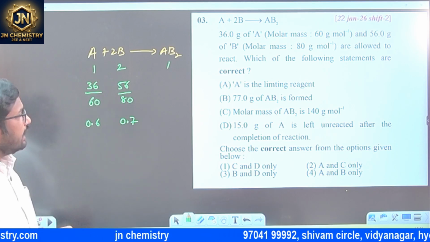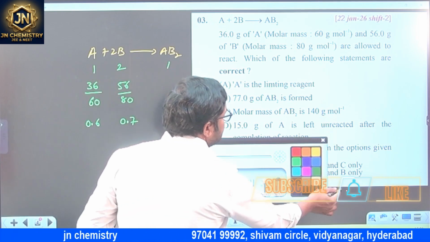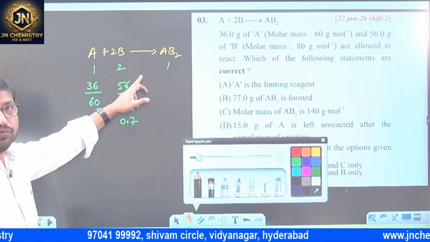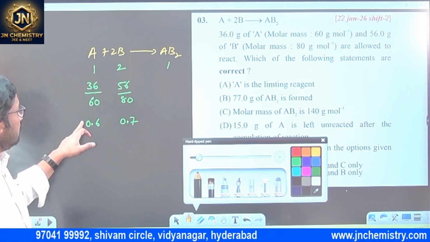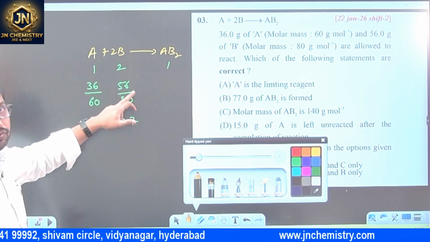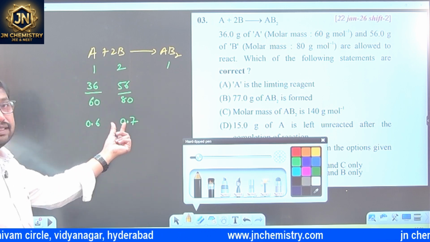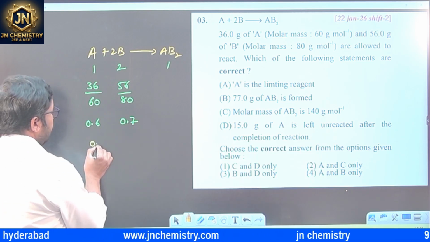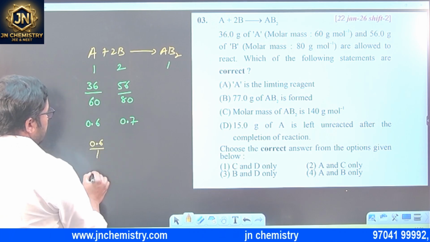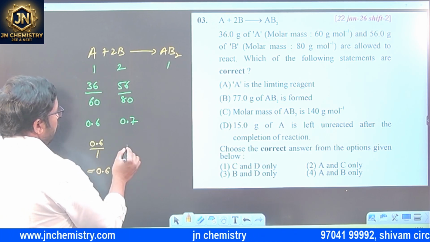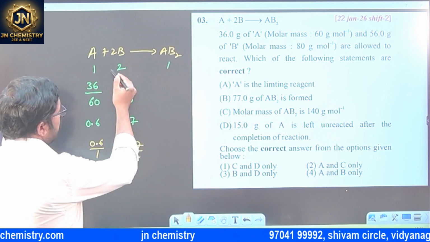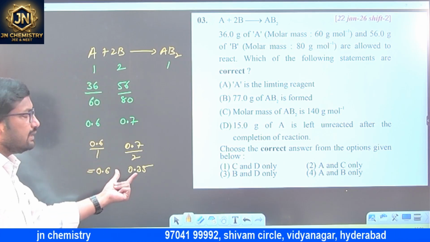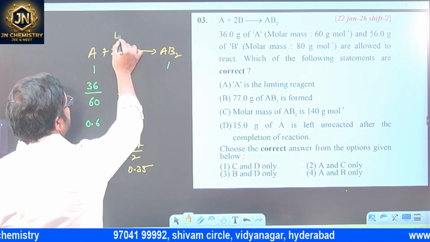Now we need to know which one is the limiting reagent. 1 mole is reacting with 2 moles, right? So if 0.6 moles is reacting, then 2 moles of B are needed. If you are confused, we can do one shortcut method. Here it is 0.6 by 1, and for B, 0.7 by 2, which is 0.35. So 0.35 means by default B is the limiting reagent.